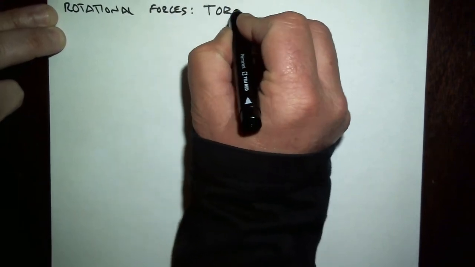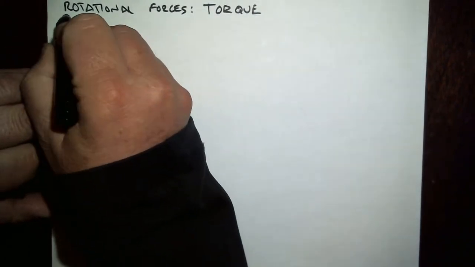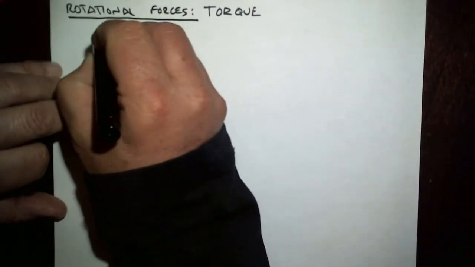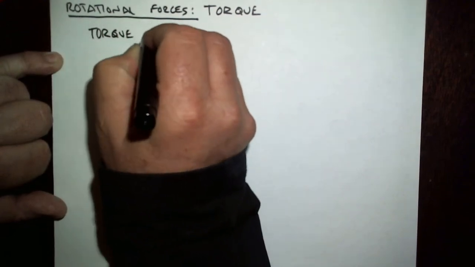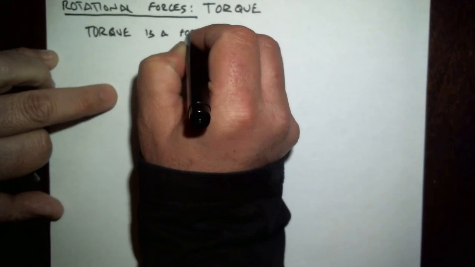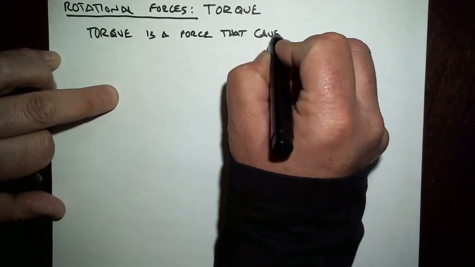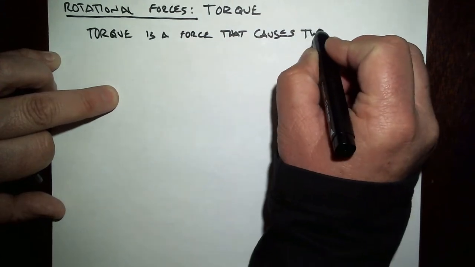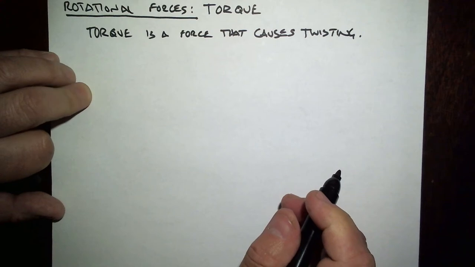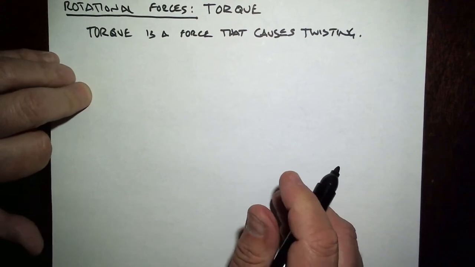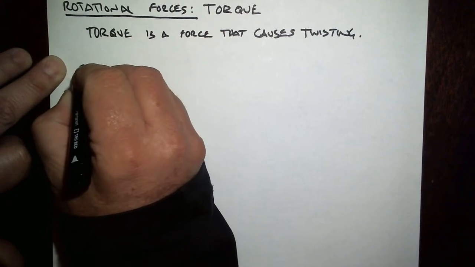They're called torques. A torque is a force that causes twisting. So a torque can be a linear force, but then if something has a pivot point, you're going to twist it. For example, the doorknobs in my house have this kind of look.